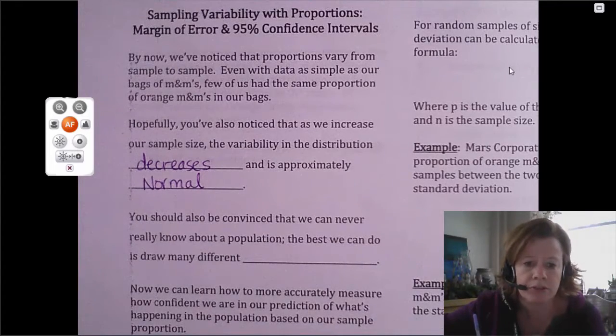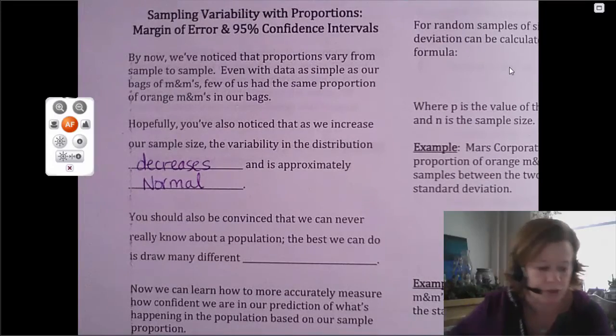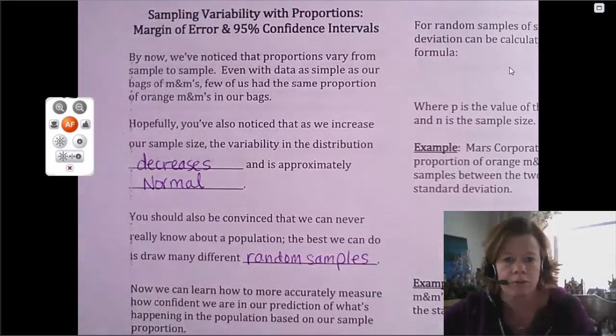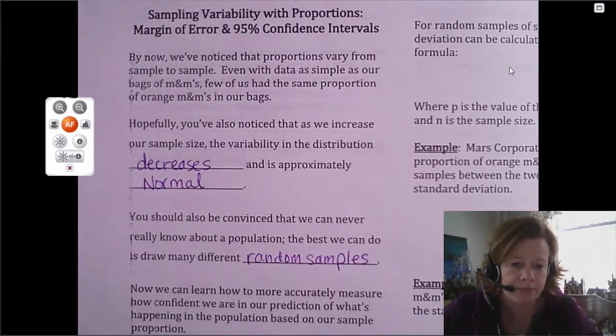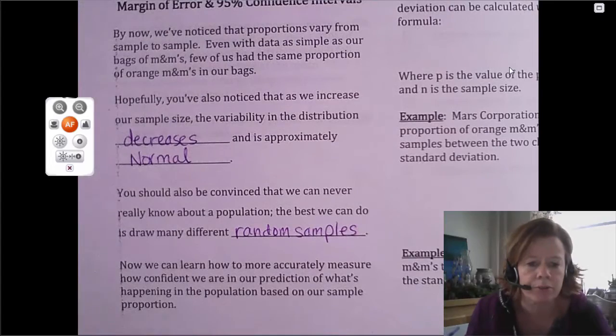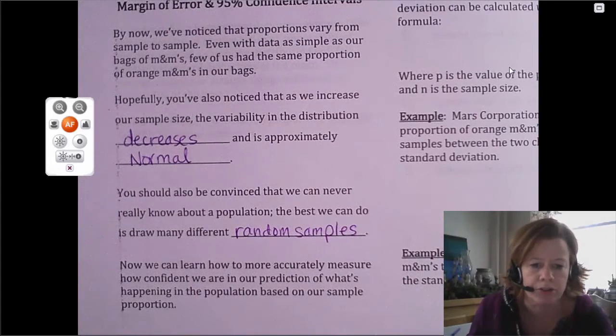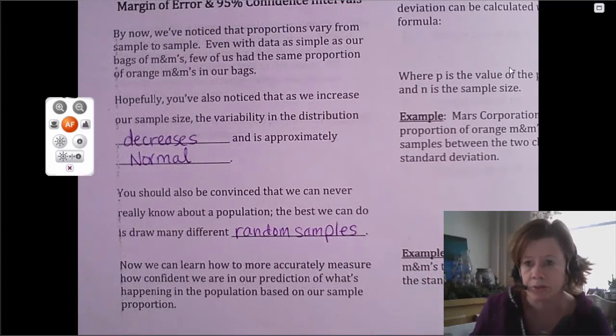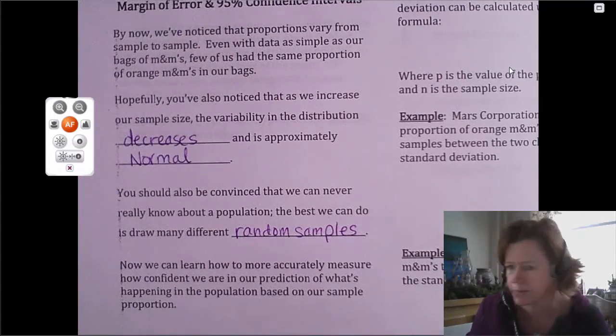You should also be convinced by now that we can never really know about a population. The best we can do is draw many different random samples. Very much like we did in class today. But now, tonight, we can learn how to more accurately measure how confident we are in our prediction of what's happening in the population based on our sample proportion. So we're going to be making some more accurate predictions.